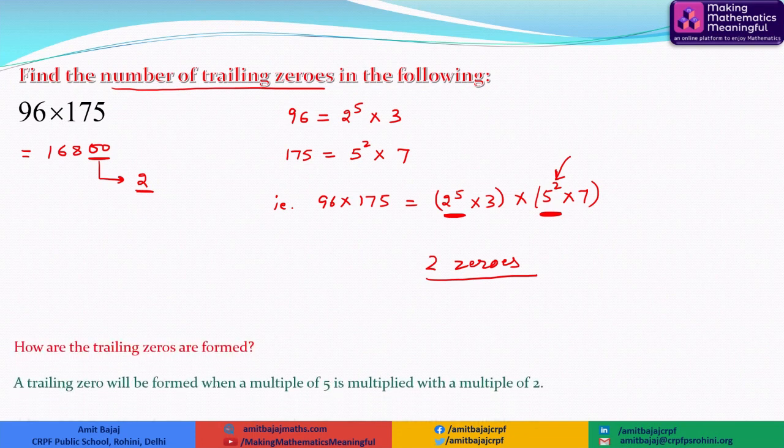So we noticed here that the number of trailing zeros is contributed when a multiple of 5 is multiplied with a multiple of 2, and whichever is coming fewer times, either the multiple of 2 or the multiple of 5, that will decide the number of zeros.